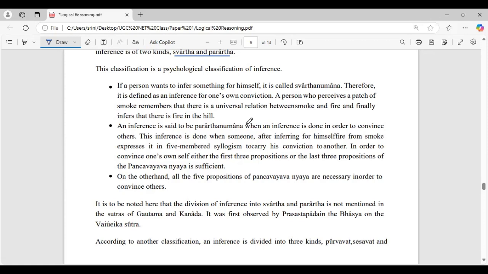It is to be noted that the division of inference into Svartha and Parartha is not mentioned in the Sutras of Gautama and Kanada. It was first observed by Prashastapada, I think in the Bhashya, and the Vaisheshika Sutra, I think.